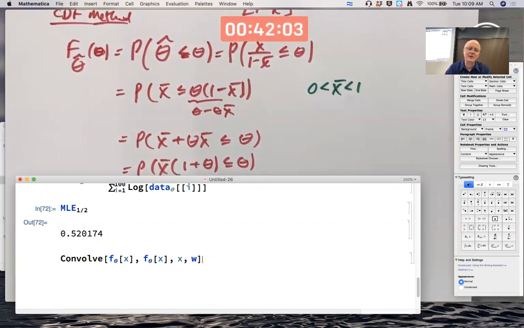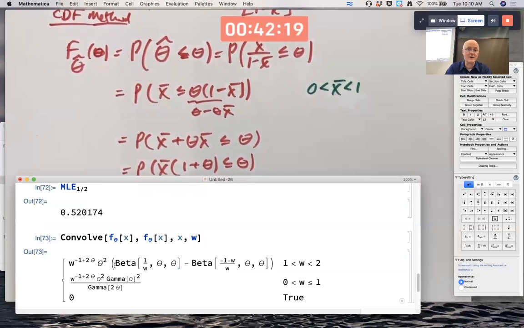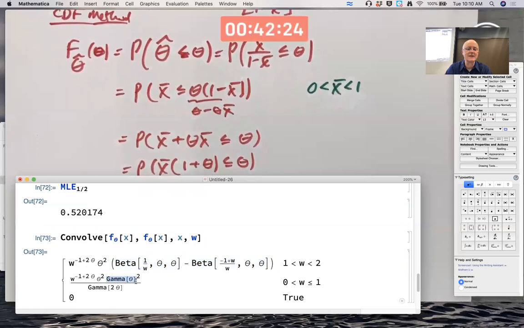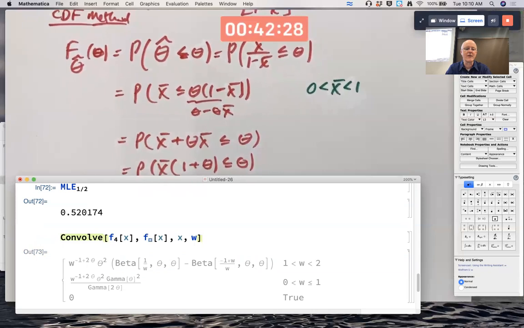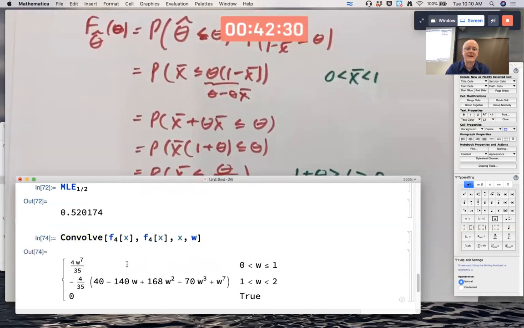Now, I think I tried this with a particular value of theta. Let's see if it works with the general value of theta. It may not work with the general value of theta. Give it a few seconds here at least. It worked, although it's messier. It involves the beta function and the gamma function. Okay, let's use a particular value of theta like 4. And then it's something simpler looking.